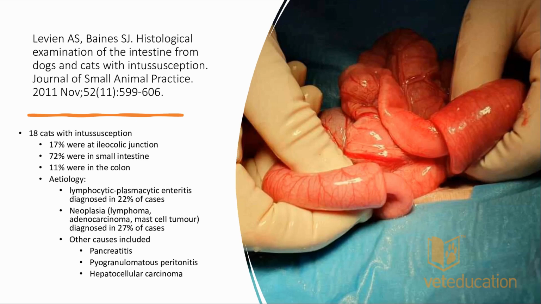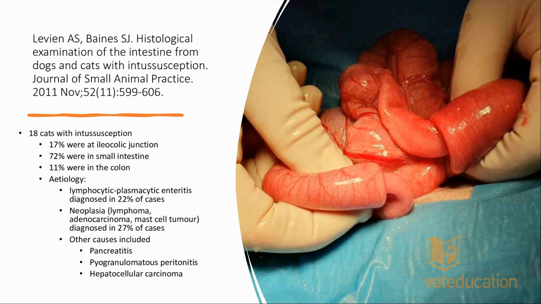In terms of etiology, this is really interesting. Lymphocytic plasmacytic enteritis, so inflammatory bowel disease, 22% of cases. Neoplasia, 27% of cases. So there's over 50% of cases here, or 49% of cases, that are neoplastic or inflammatory bowel disease cause for intussusception. This tells us when we're doing surgery on these patients, we need to biopsy them, find out what's going on. This is not something that just occurs all by itself.